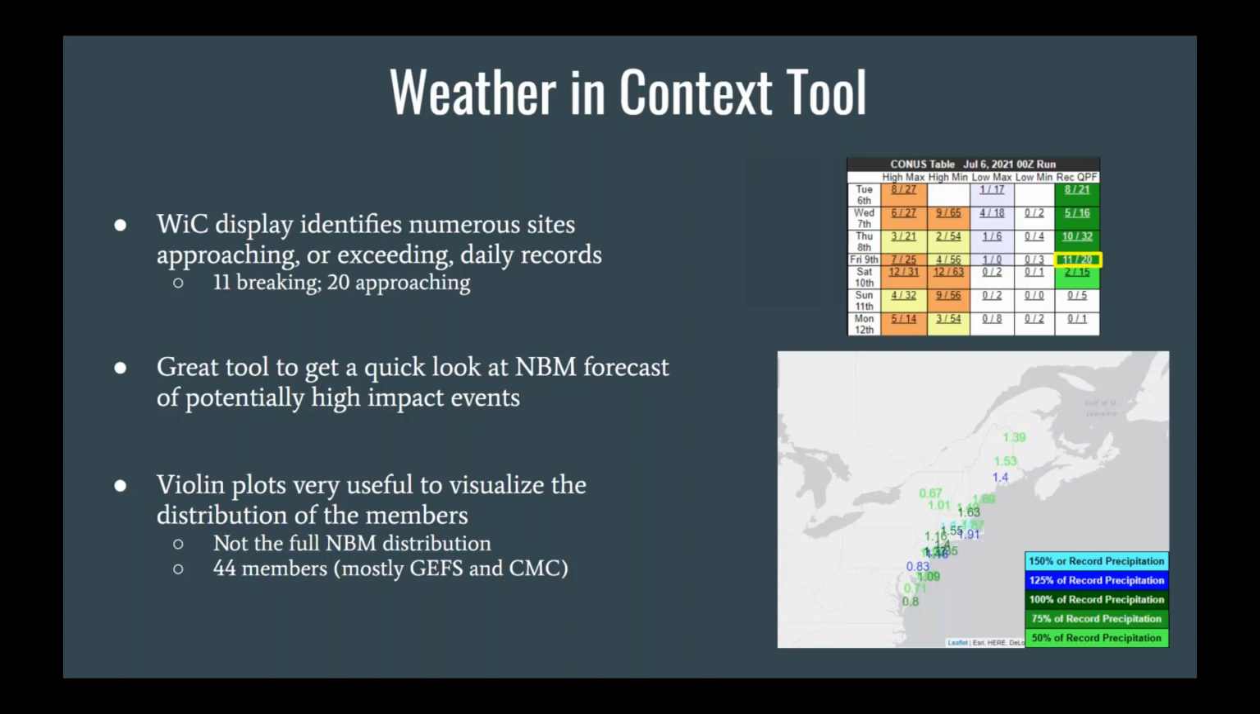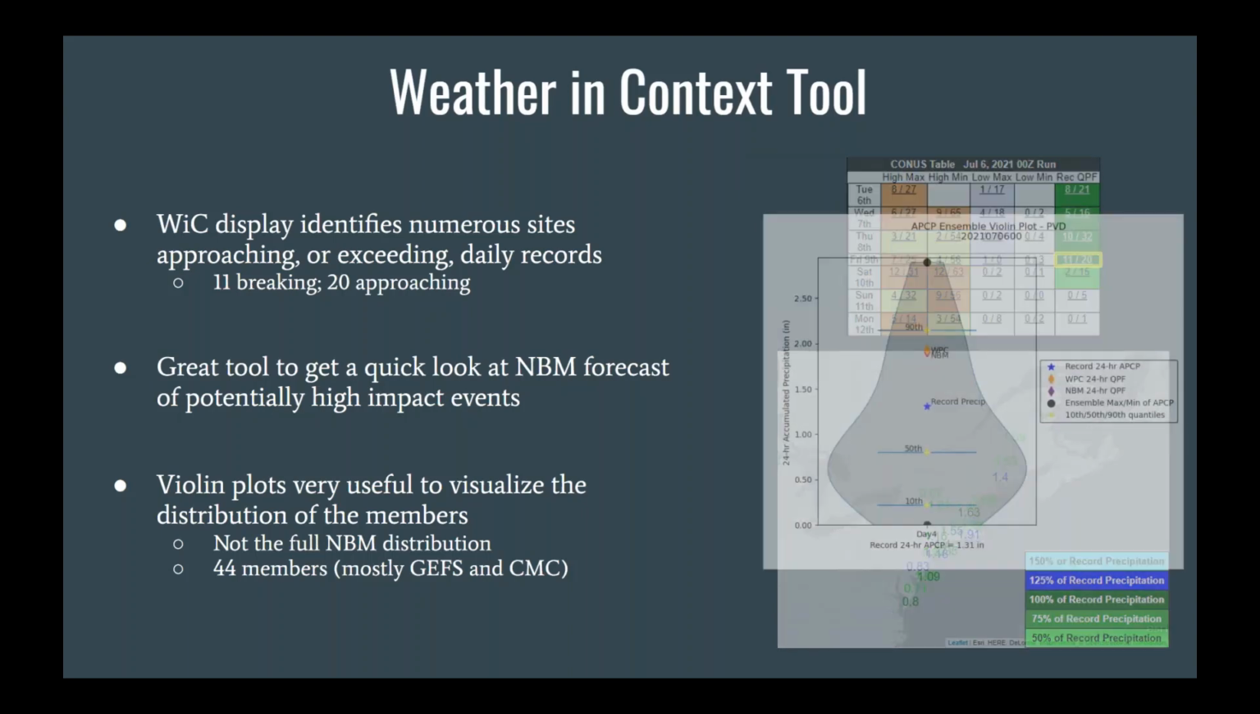And what you'll see in the map on the lower right there, the cyan sites are greater than 150% of record precipitation, so they're quite a bit above what the daily record is. The darker blue is 125% of daily record precipitation, et cetera. So you can see there's a swath from Maine all the way down into New Jersey where some record precipitation is potentially being set or approached. So now we're going to look at a violin plot.